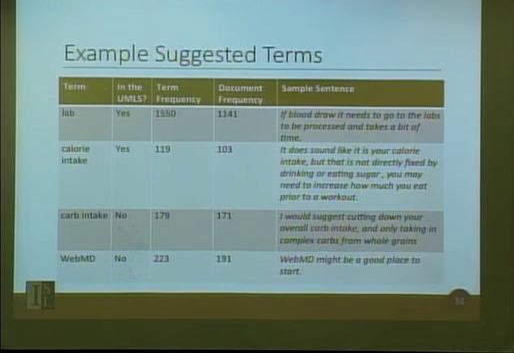And so these are some examples: labs, calorie intake, carb intake are frequently used by users, but they're not included in CHV, though they are included in UMLS. And these are some example sentences.